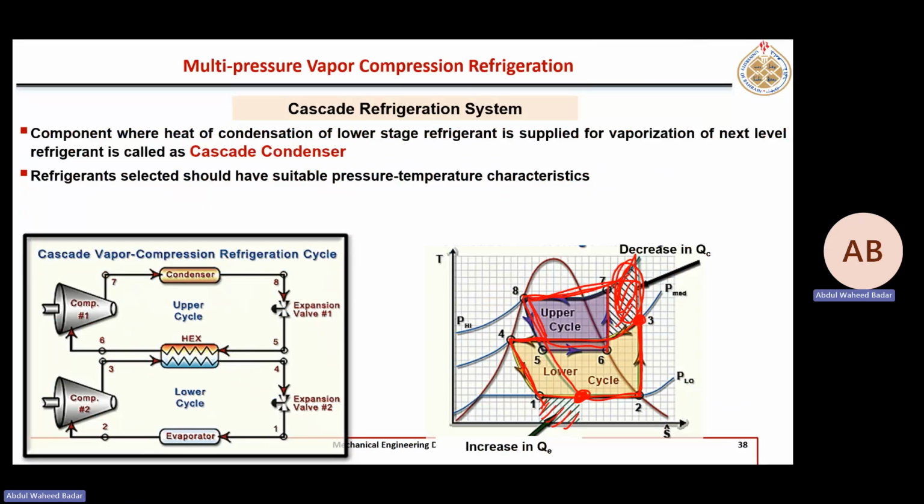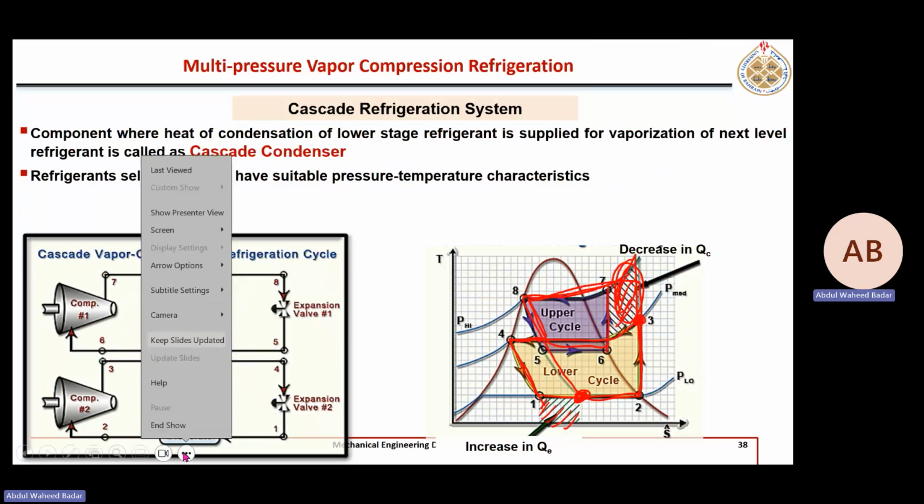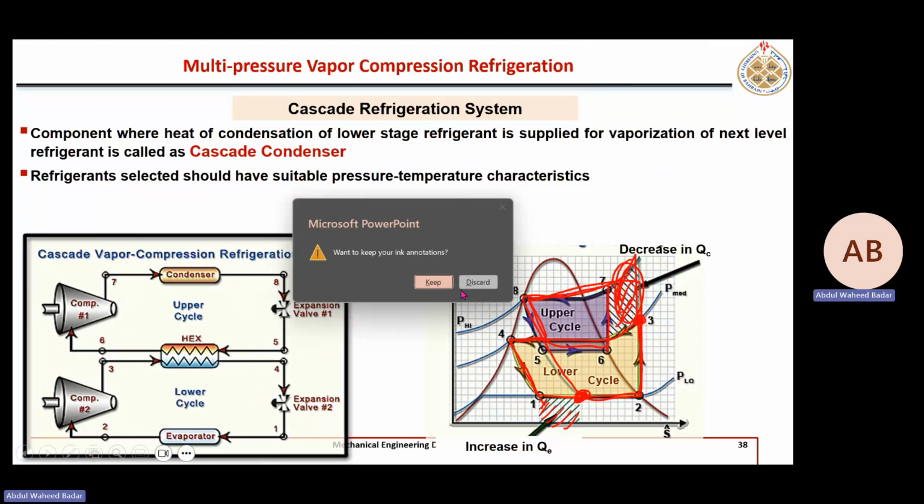Okay, so we'll finish it in the next class. It's called cascade refrigeration. There are no problems for this one in this course. This is for the MS level course where we have problems related to cascades.